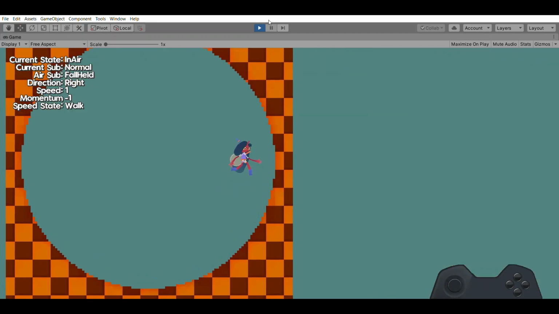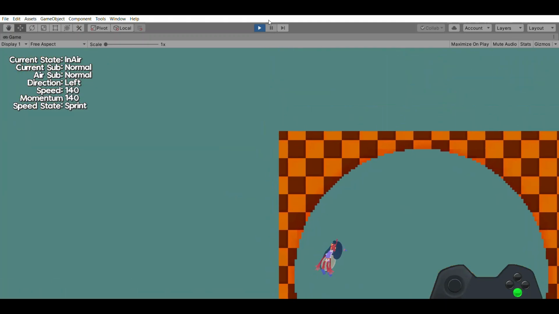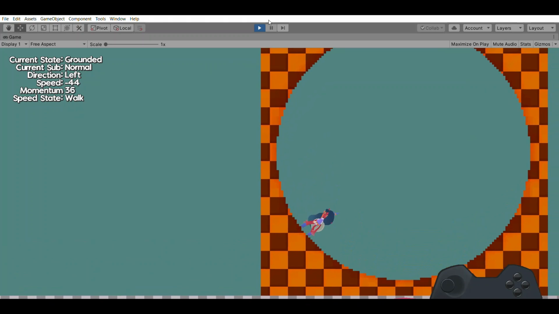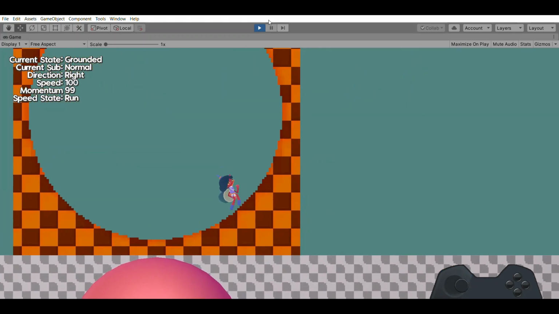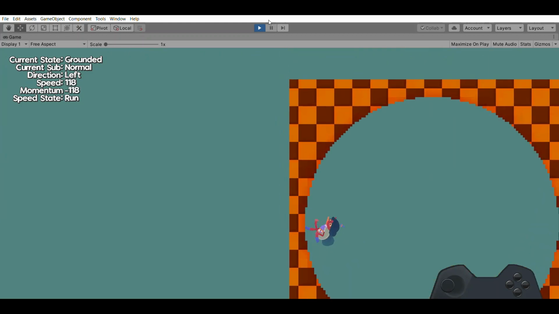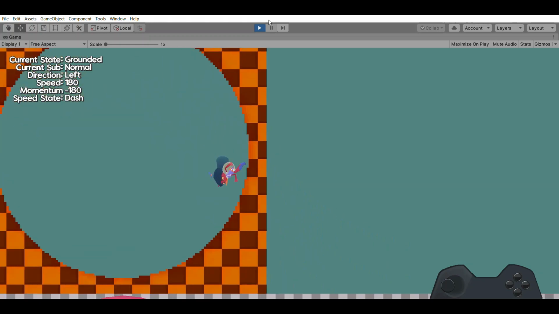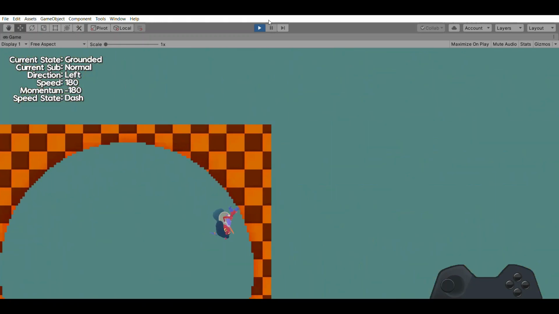The first thing I did was set up the state and substate system. This is a very simple setup of systems. What we have is the player's grounded state and the player's in air state. These are the only two major setups of state systems we currently have, and then we have substate systems for these and tertiary substates, but I will talk about those later because they're not as important.